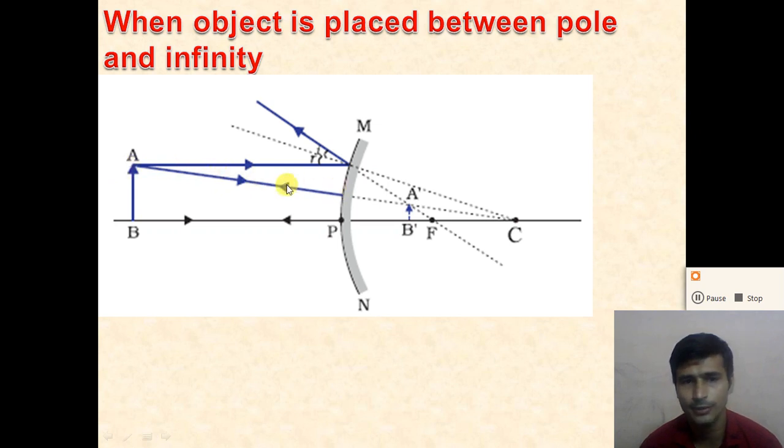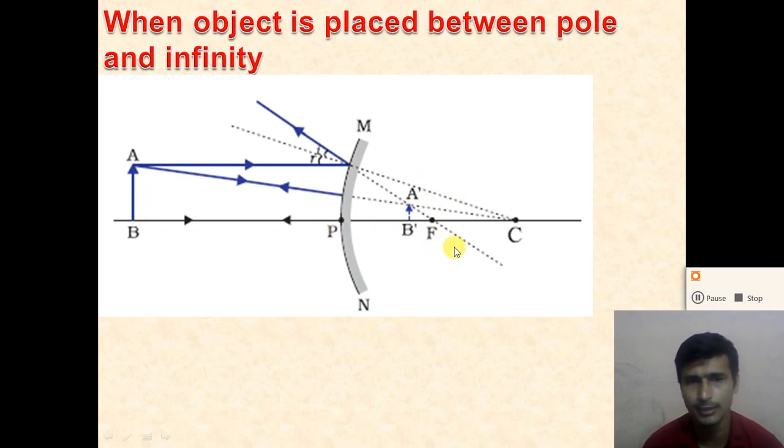So if we see these two reflected rays, they cannot actually meet, right? But when we extend these rays, they will meet at this point A dash. So at this point, the smaller image of the object is created between the pole and the principal focus, right?